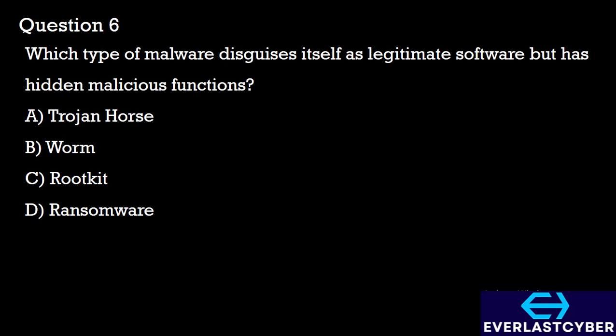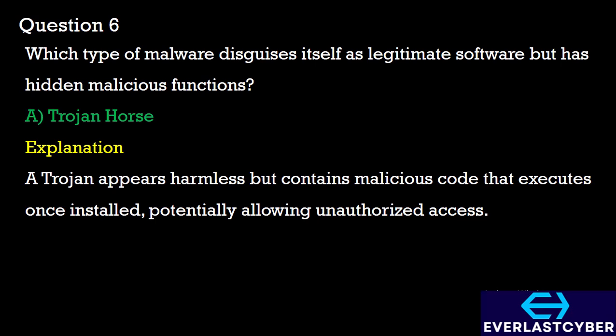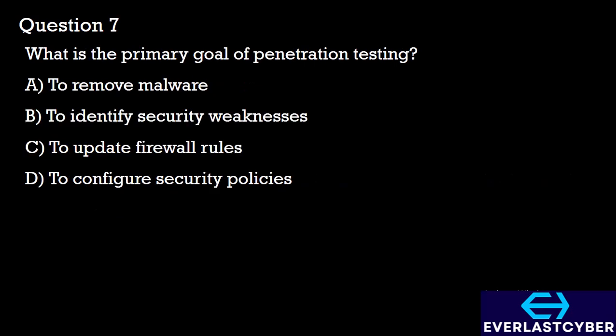Rootkits hide deep in a system to gain persistent, stealthy access, but they are not necessarily disguised as legitimate software. While ransomware encrypts files and demands payment in order to decrypt them, it does not usually disguise itself as legitimate software. Out of all the options, our answer is option A, the Trojan horse. It usually appears harmless, but it contains malicious code that executes once installed, potentially allowing unauthorized access by creating backdoors or even downloading additional malware.